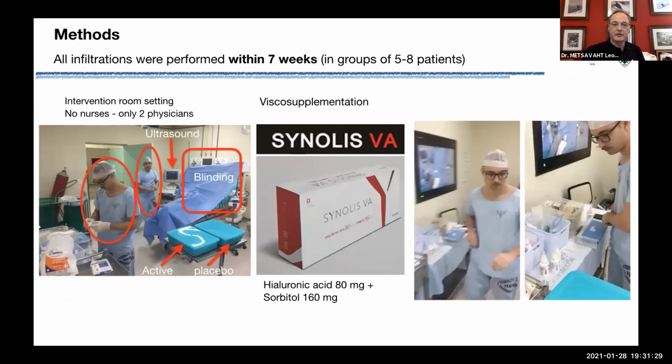We had this arthroscopy field covering, blinding the patient. We had an ultrasound. We had a surgeon that was an expert in ultrasound-guided injection to the knee. We had different boxes with active drug and placebo. And the drug we used for viscosupplementation was Synolase with 80 milligrams of hyaluronic acid and 160 milligrams of sorbitol. And we were very careful for blinding.